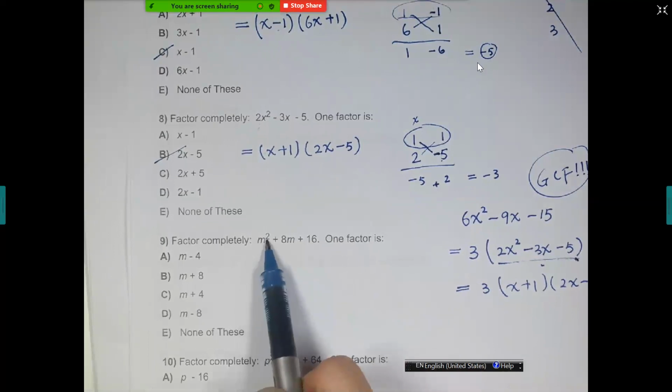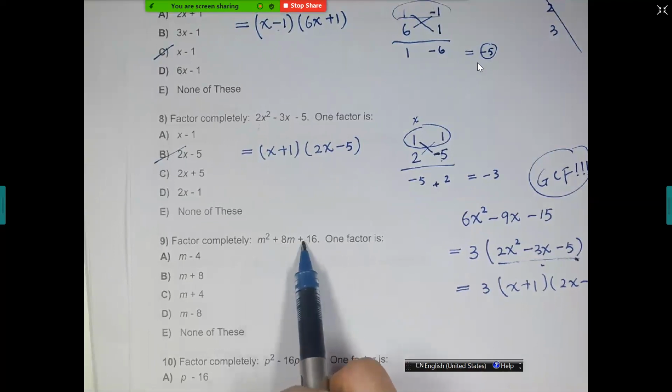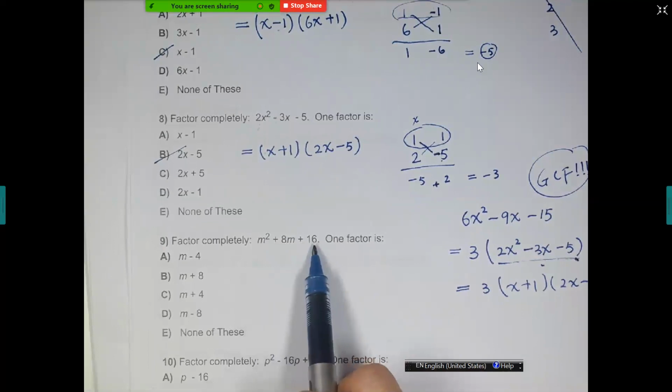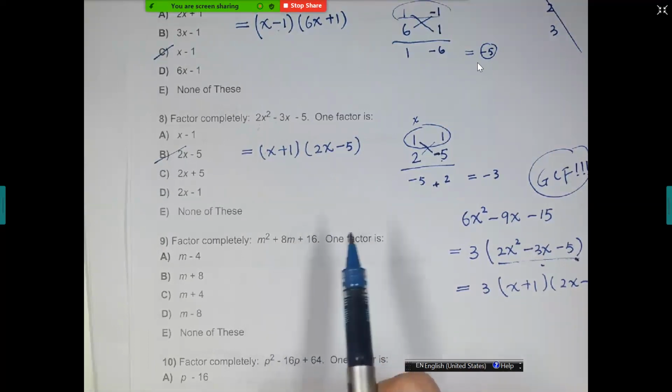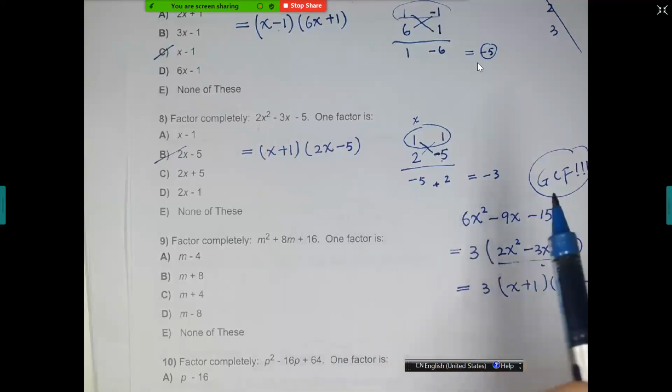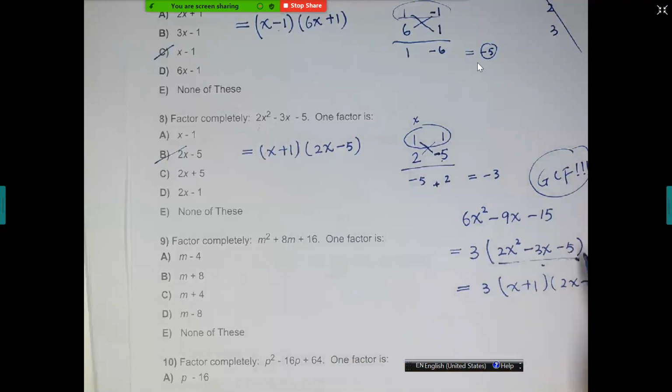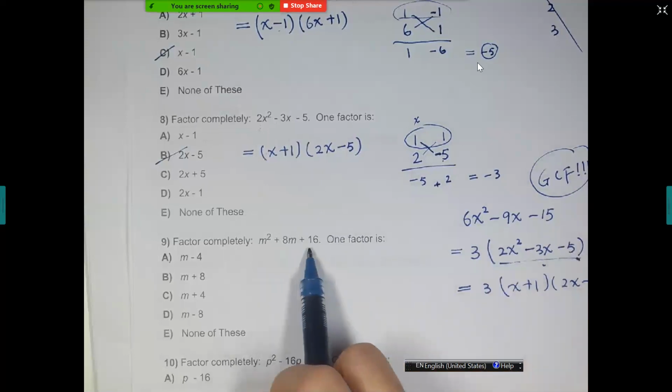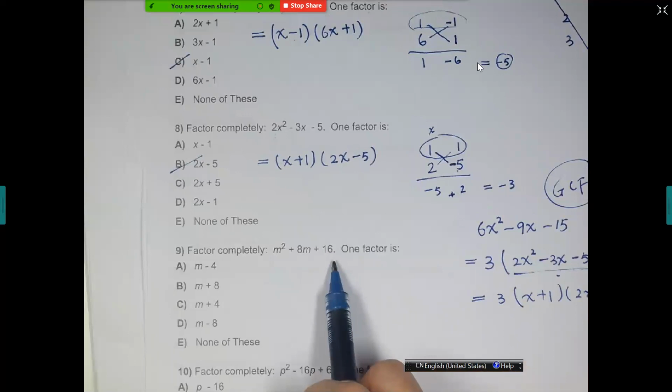You see m squared plus 8m plus 16. And I asked you to try to memorize all the commonly seen perfect square numbers: 1, 4, 9, 16, 25, 36, 49, 64, and so on. Okay, so those are the perfect square numbers. When you see some perfect square numbers in the polynomial, you should think of the special factorization.